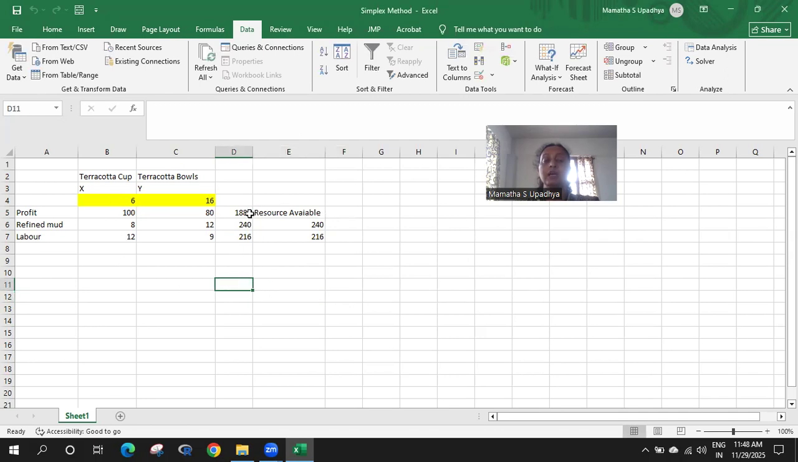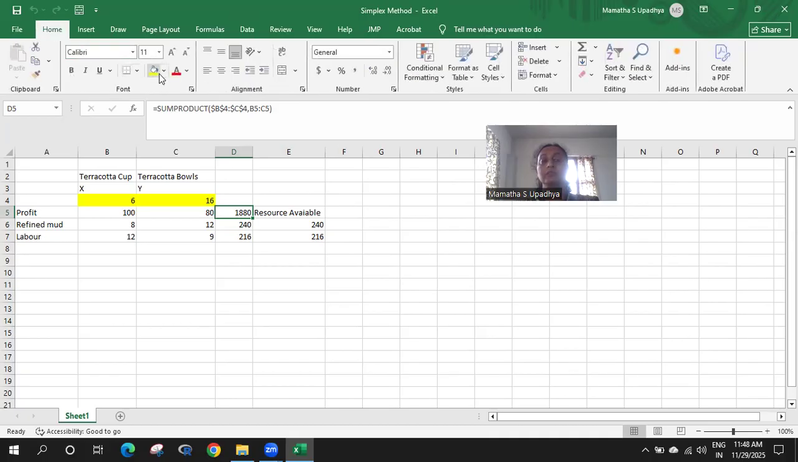Now you can see that this is our profit. 1880 is our maximized profit. And Raju should see that 6 units of terracotta cups and 16 units of terracotta bowls can be produced with the available resources. So this is how we solve the problem by using the simple Excel solver.